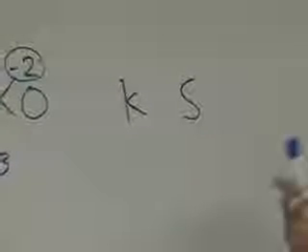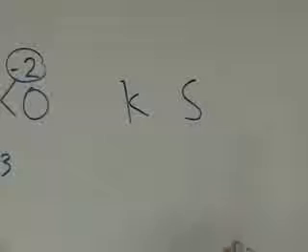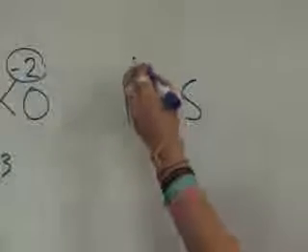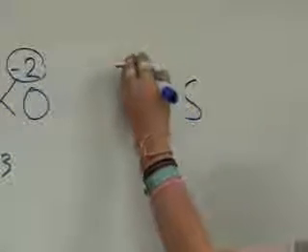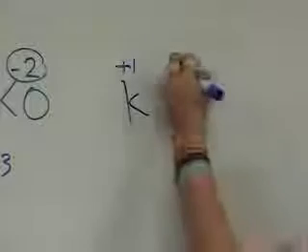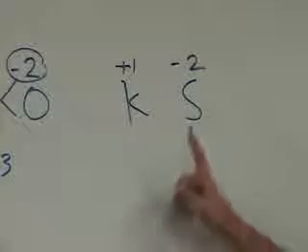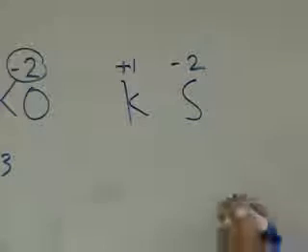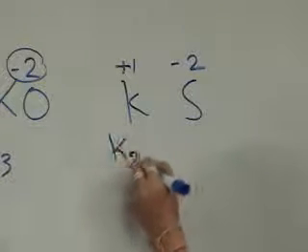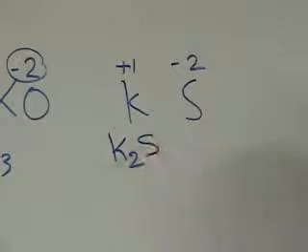Then for potassium and sulfur, the charge is +1 and -2. So since potassium only has 1 and sulfur has 2, you have to have 2 potassiums and 1 sulfur.